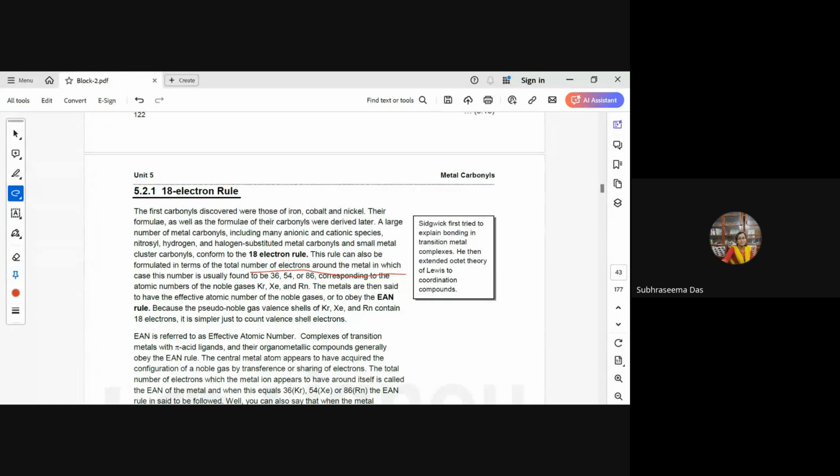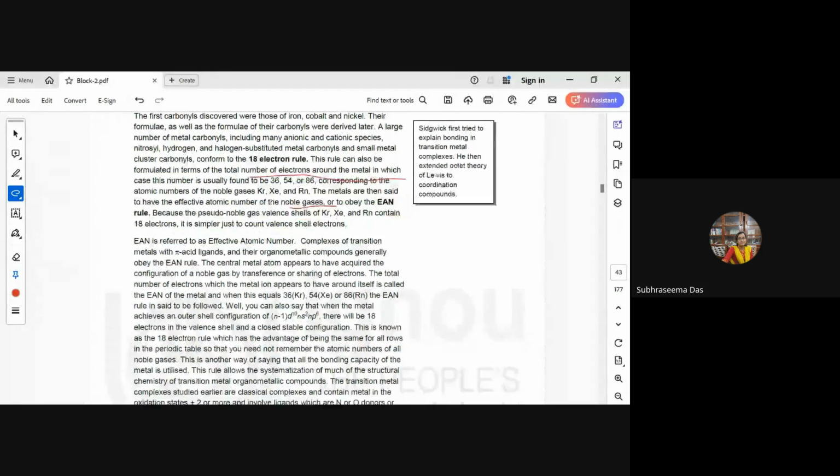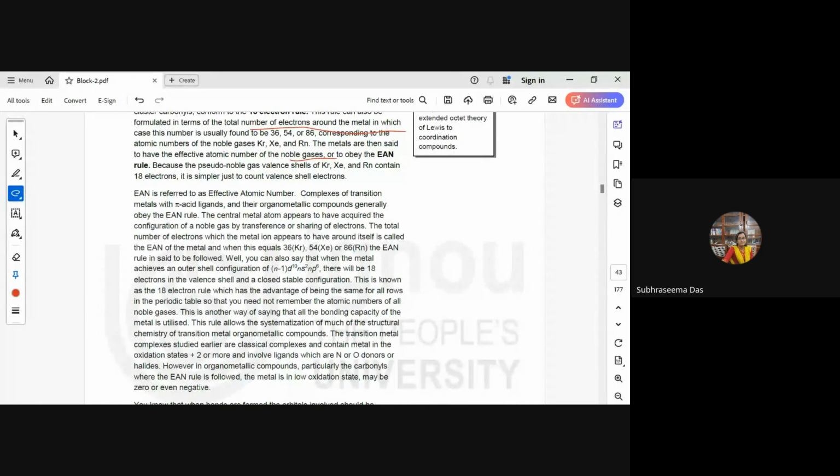and it has been found that this number usually corresponds to the atomic number of noble gases like krypton, xenon, and radon. When we count the total number of electrons on the central metal atom, the 18 electron rule indicates that this number should be equal to the atomic number of a noble gas. Then only can we say that the metal has the effective atomic number of a noble gas, or that the metals obey the EAN rule. EAN stands for the effective atomic number rule.